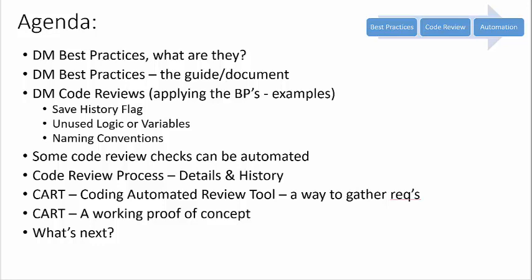So looking at the agenda, we'll talk about best practices and the actual guide, the document that we've deployed, where you can find it. We'll talk about the code reviews that are out there, largely being applied in a manual way. We'll go over a few of those. We'll talk about the concept of automating the code review process and what techniques, what capabilities you have had in the past and those that we're hoping to add today and in the future.